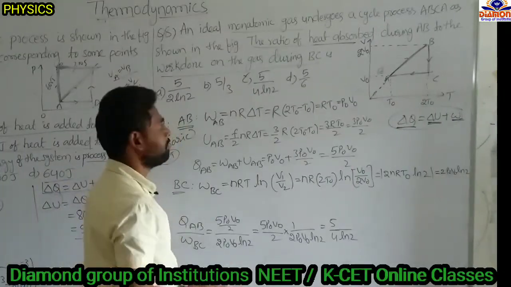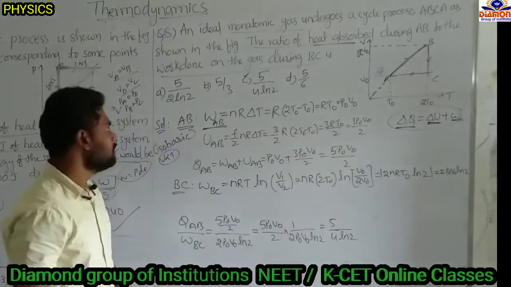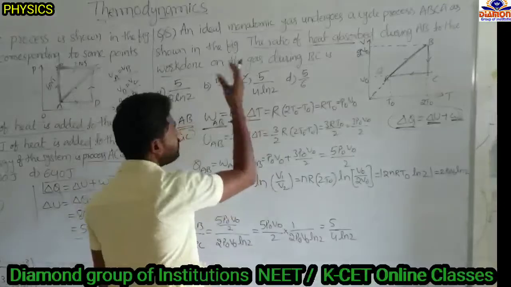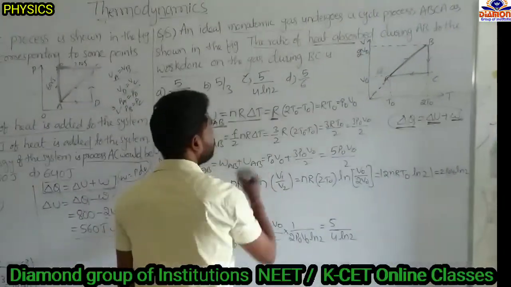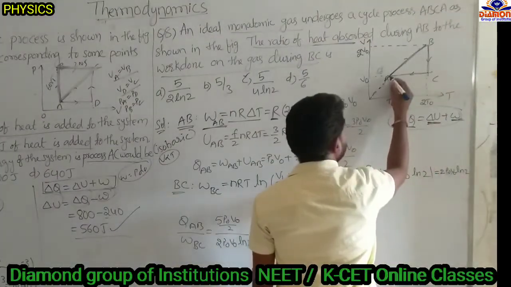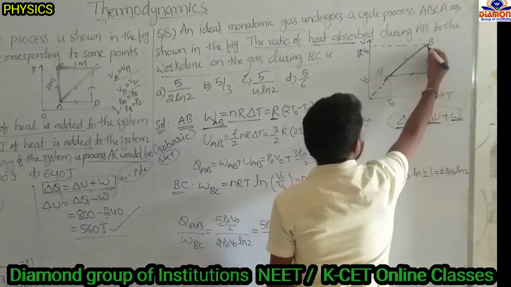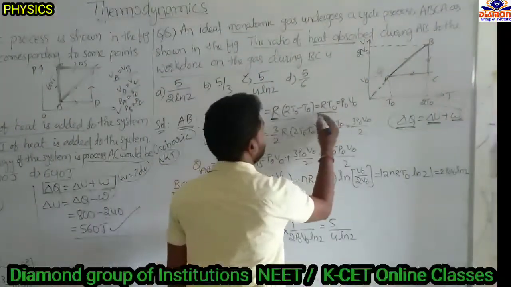For an isobaric process, the work done formula is nR delta T. Suppose I am taking n equal to 1, so it is 1 into R into delta T. From A to B, what is the temperature difference? The temperatures are T0 and 2T0, so the difference is 2T0 minus T0. So we get R T0.